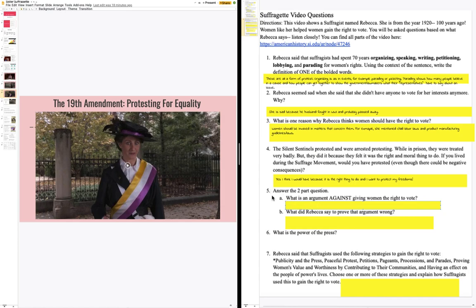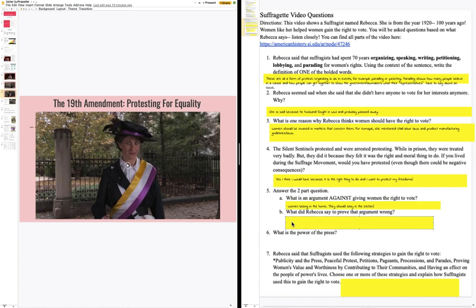So, answer the two-part question. What's an argument against giving women the right to vote? So one argument was that women belong in the home. They should stay in the kitchen. So that's what people would actually say to these women. You should stay in the kitchen. You shouldn't even be out here without a man.